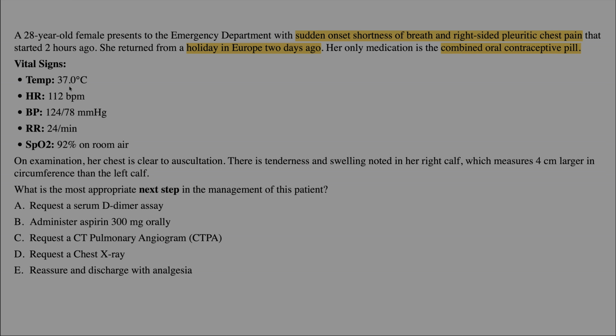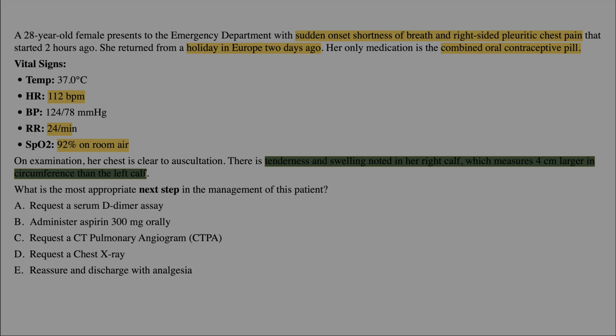Vital signs: temperature is 37, heart rate is 112, BP is 124/78, RR is 24, SpO2 is 92% on room air. On examination, her chest is clear to auscultation. There is tenderness and swelling noted in her right calf, which measures 4 cm larger in circumference than the left calf. Now, the question is, what is the most appropriate next step in the management of this patient?